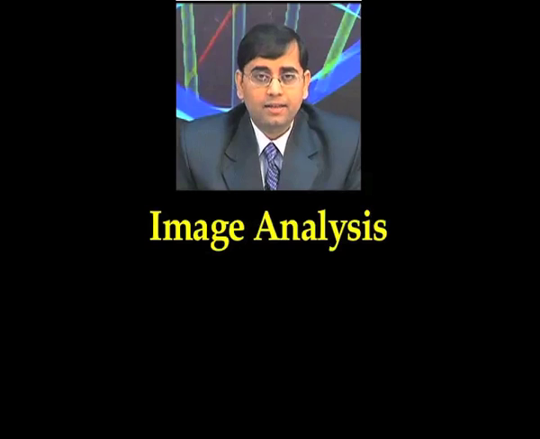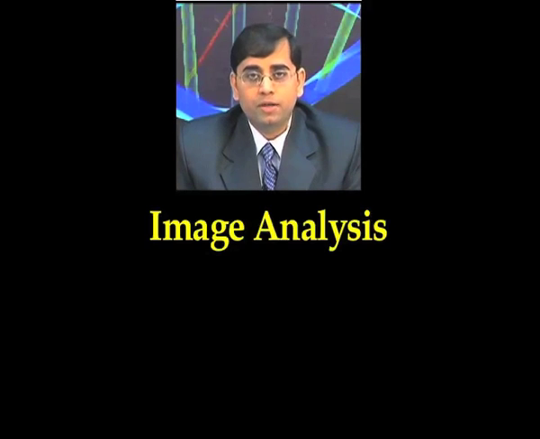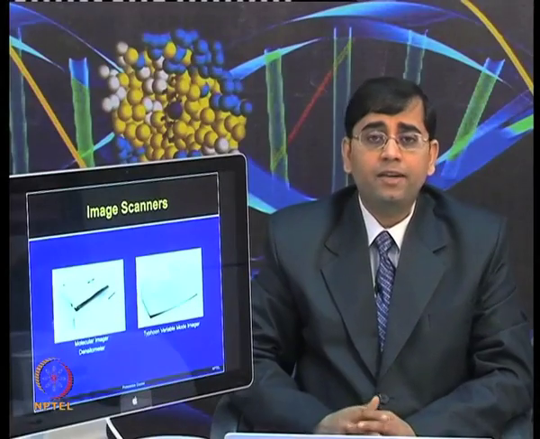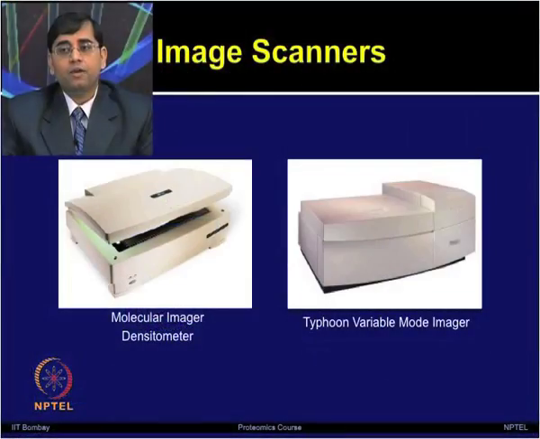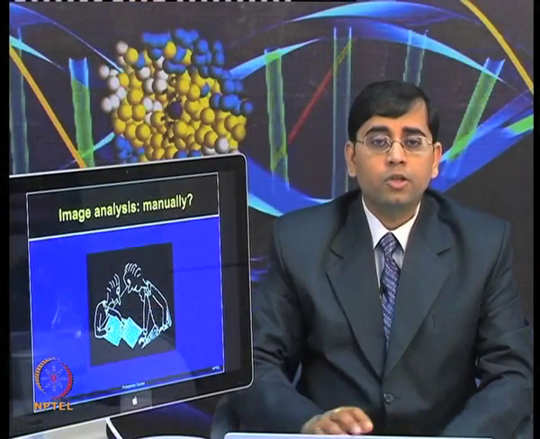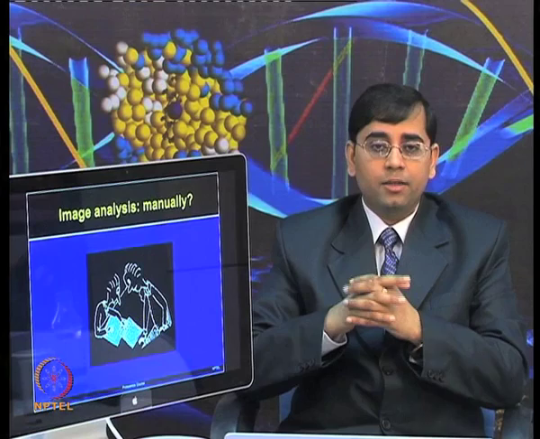So, image analysis is another very important aspect of the two-dimensional electrophoresis workflow. There are different types of image scanners available from different vendors, such as the one I have shown here, molecular imager, densitometer, and the Typhoon variable mode imager. There are many staining image scanners available. So, now how to analyze these images?